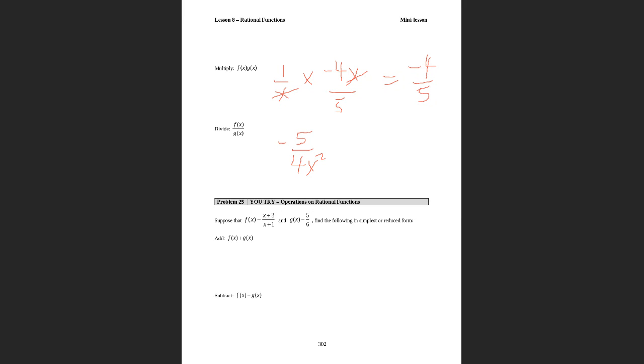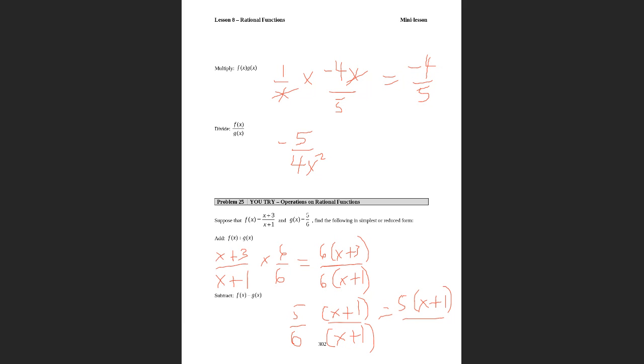So here again, you have to make sure that you have the same denominators. So x plus 3, x plus 1. This you're going to get 6 over 6. You multiply by 6 over 6, which gives you 6x plus 3, 6x plus 1, right? And then for the next one, 5 over 6, you multiply by what? X plus 1, x plus 1. Why are we doing that? To get the same denominator. So 5x plus 1, 6x plus 1.